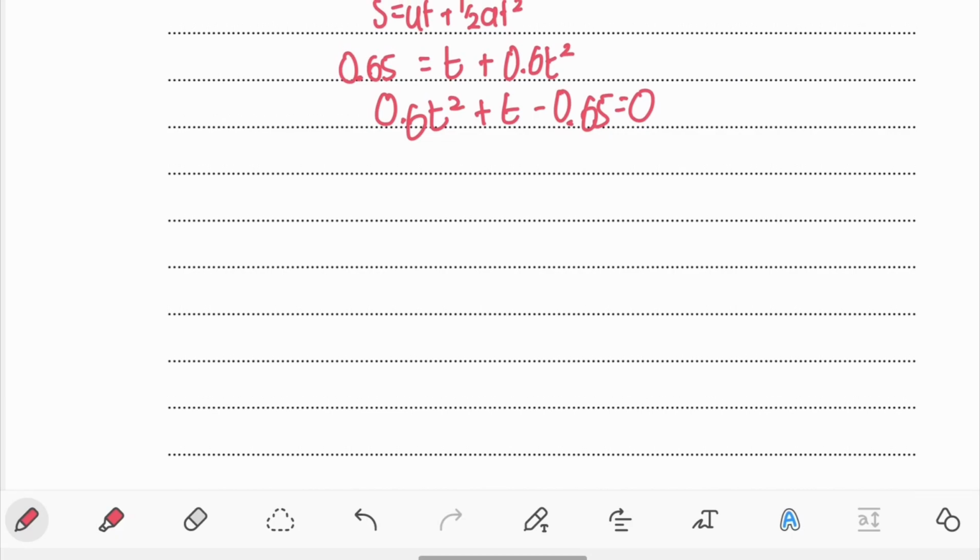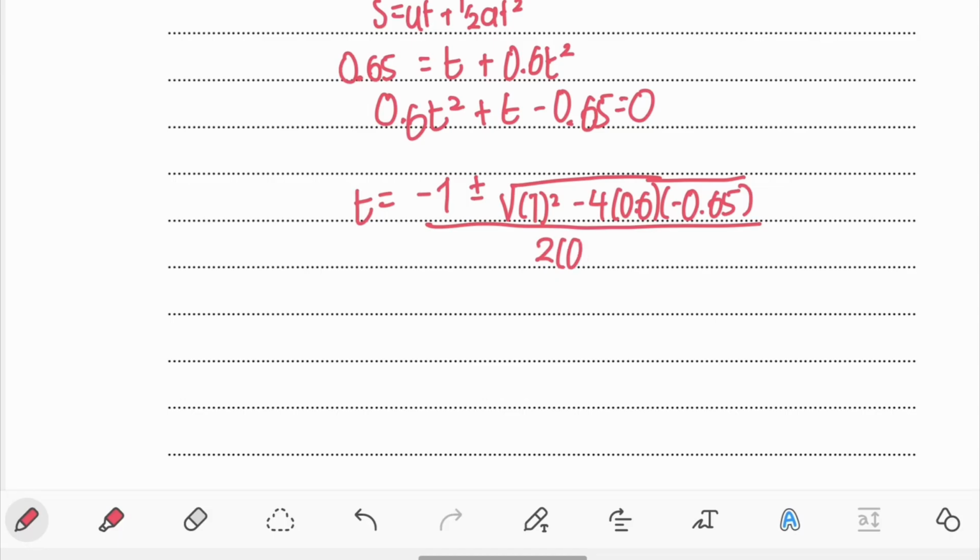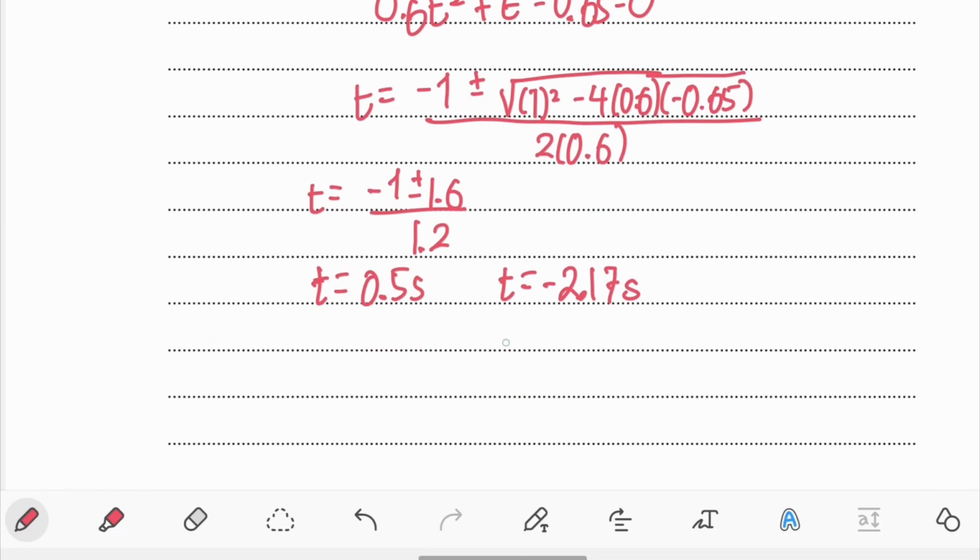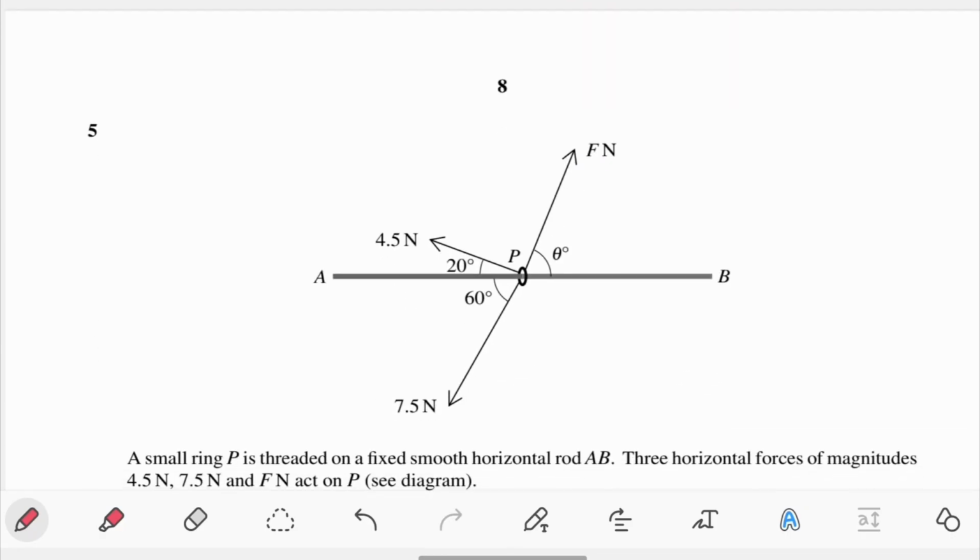So this is your quadratic equation: 0.6t squared plus t minus 0.65 is equal to 0. So basically, I'm just going to use the quadratic formula. When you do this, you'll get t is equal to 0.5 seconds and t is equal to negative 2.17 seconds. Now time can't be negative, so therefore t is equal to 0.5 seconds.